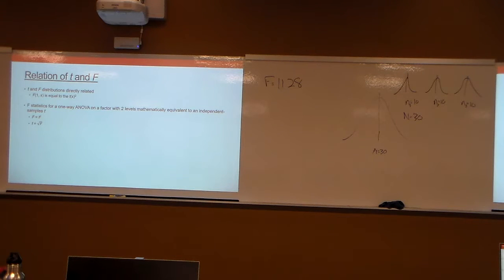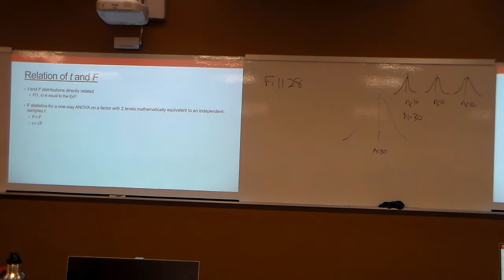Turns out the t and F hold a direct relation with one another. If we're talking about the F curve with 1 degree of freedom in the numerator, what does that tell me about the number of groups I'm comparing? Yeah, it's 2, right? If I've got 1 degree of freedom in my numerator, I'm comparing 2 groups. And what else can I use to compare 2 groups? A t-test, right? And so what we find is, for F tests with 1 degree of freedom in the numerator, F is equal to t squared.